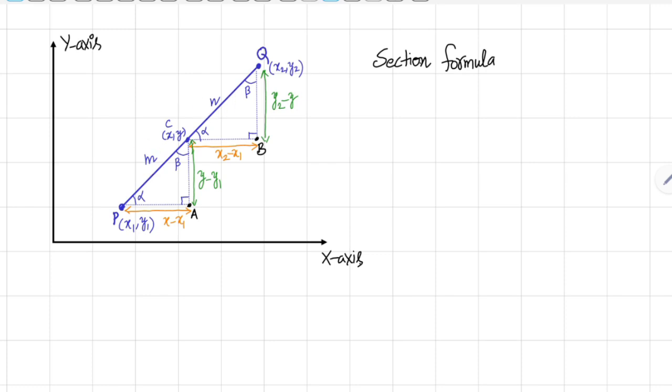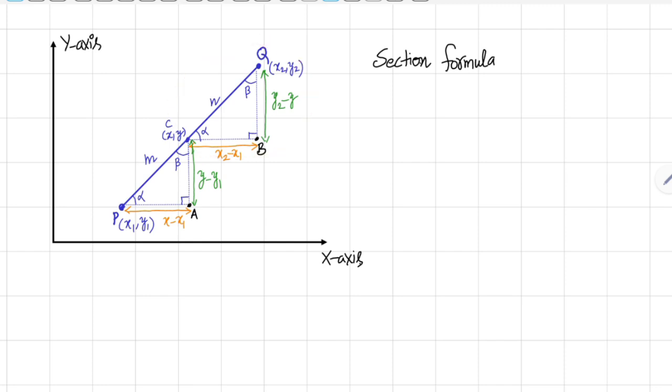Therefore, we want to find how we can derive the expression for the x coordinate of C as well as the y coordinate of C, because C is dividing the line segment PQ in the ratio m is to n. Now, for that purpose, I have formed two similar triangles. So let me write what those triangles are. First, the triangle PCA.